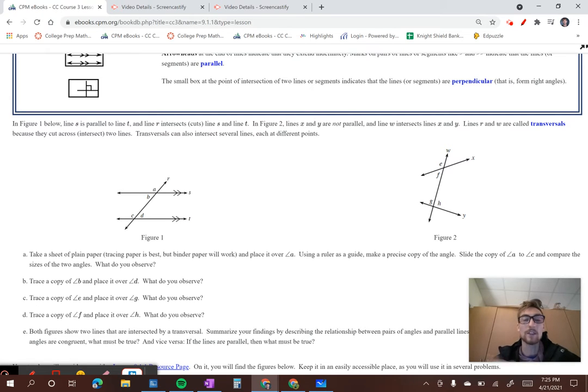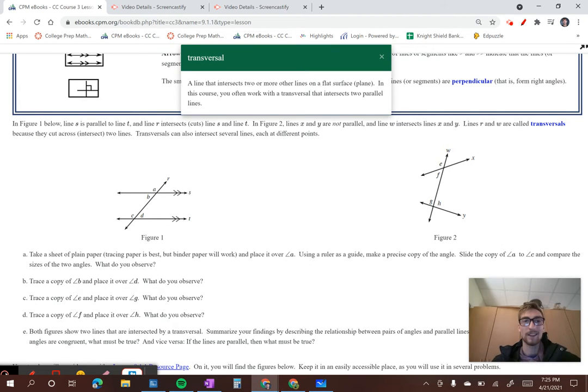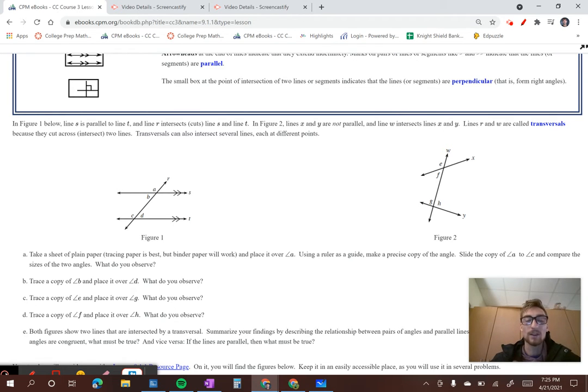All right, so now that we've looked at parallel and perpendicular lines, let's go ahead and take a look at this new word, transversal. It says it's a line that intersects two or more other lines on a flat surface or plane. So let's go ahead and read through so we can put some context to this.